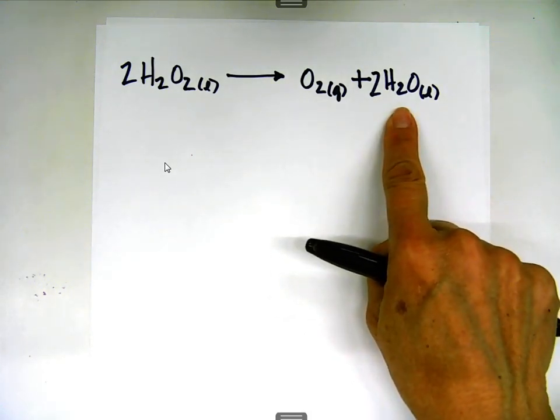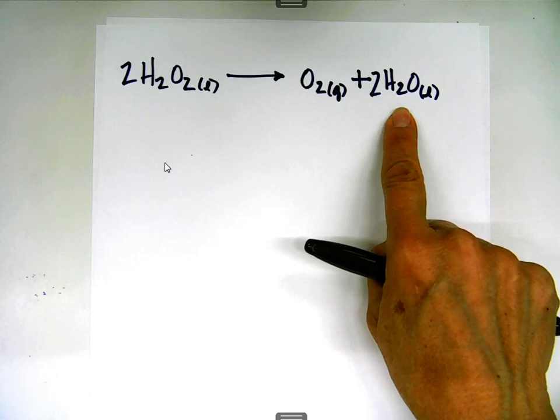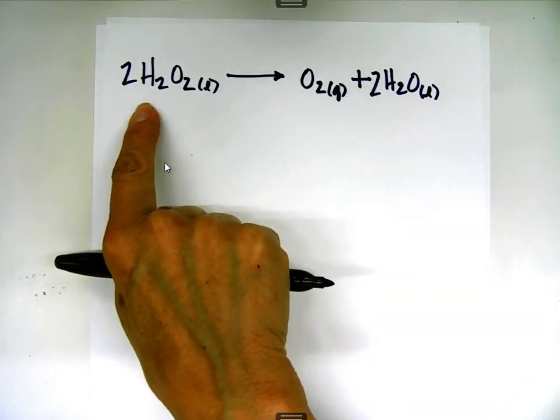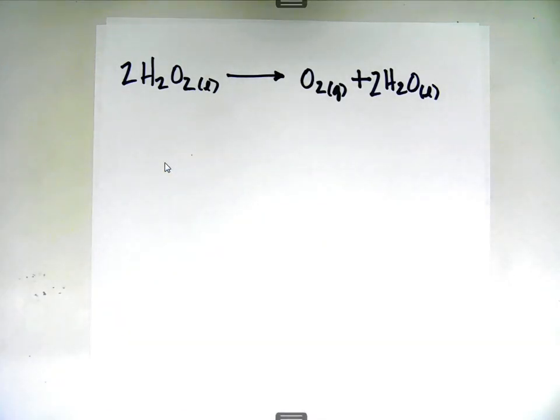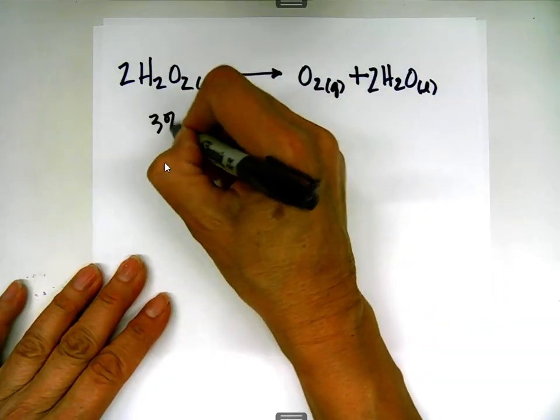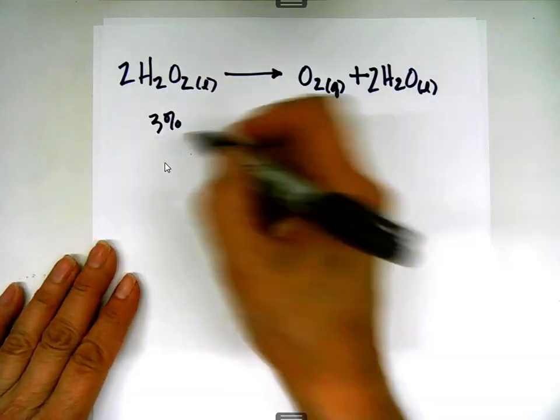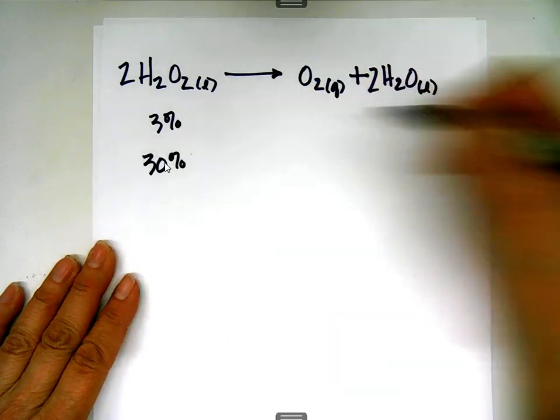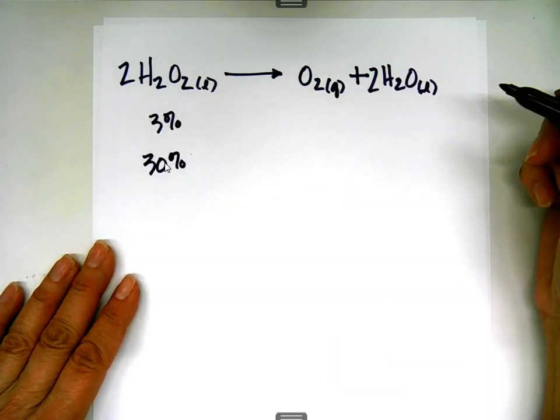If they sold it in clear bottles where the light could hit it, what would you be buying a bottle of? Water. We don't want a bottle of water, right? We want a bottle of hydrogen peroxide. That's the 3%. The kind that you buy at the drugstore is the 3% hydrogen peroxide.